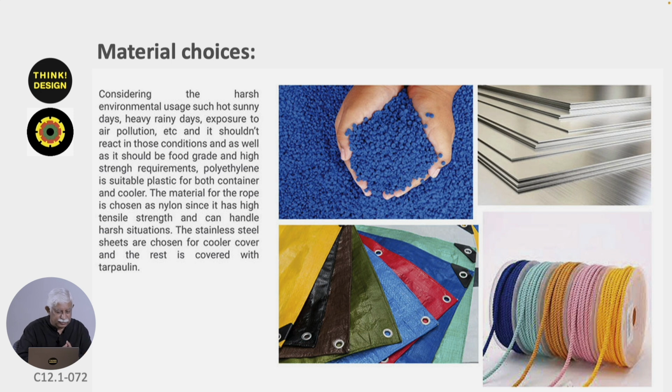So polythene or plastic for both container and cooler. The material for the rope chosen is nylon rope, since it has high tensile strength and can also handle harsh situations. Stainless sheets are used for the covers, and the rest is covered with tarpaulin. Okay, so not many of these are sustainable materials yet, but I think they will be replaced whenever sustainable materials become available, and that's an option to look forward to.